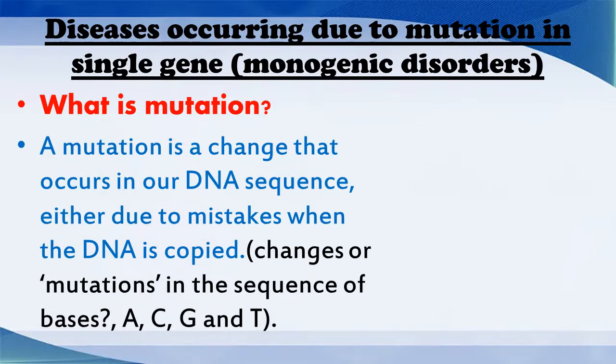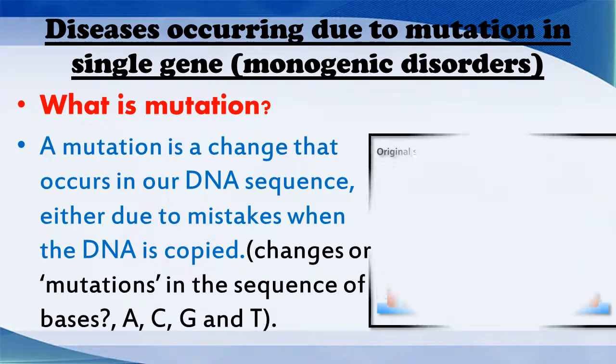Okay, it is a change that happens in our DNA sequence, either due to mistakes when the DNA is copied, or it is a change in the sequence of nitrogenous bases. Now we have 4 types of nitrogenous bases in our DNA, that is adenine, cytosine, guanine and thymine. So this is a mutation, that means changes in the sequence of nitrogenous bases, that is A, C, G and T.